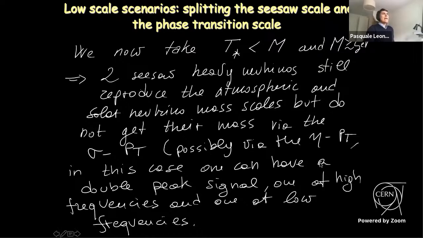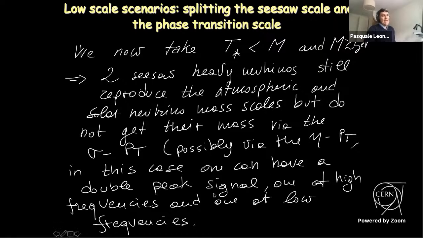Yes. Now let's also relax the assumption that these two scales coincide. And actually I will keep the seesaw scale larger than the GeV, but I will still lower the scale of the phase transition. So this is done in this way. The two seesaw heavy neutrinos are at the seesaw scale. Their mass could be, but this is not important now, generated by, for example, the phase transition of this auxiliary scalar field eta. Well, we are still interested in the sigma phase transition at low scale that will give mass to some light right-handed neutrinos, in the number of capital N minus 2.